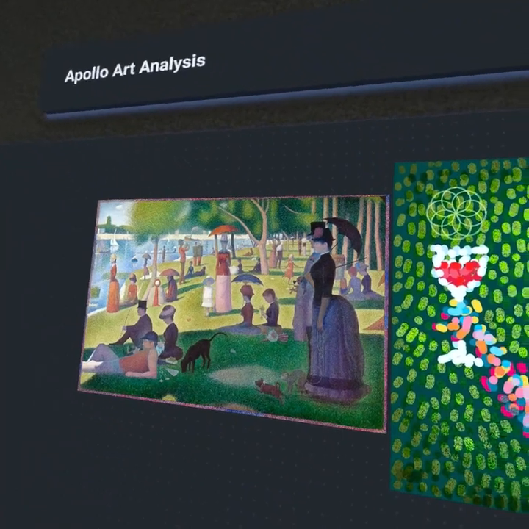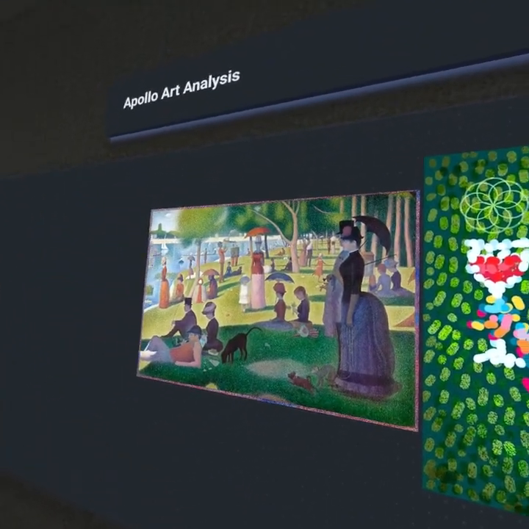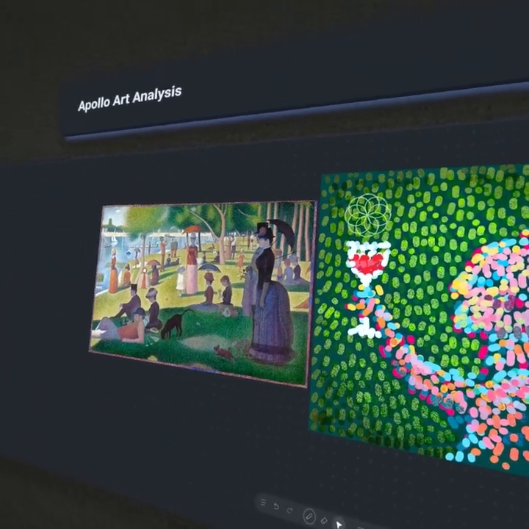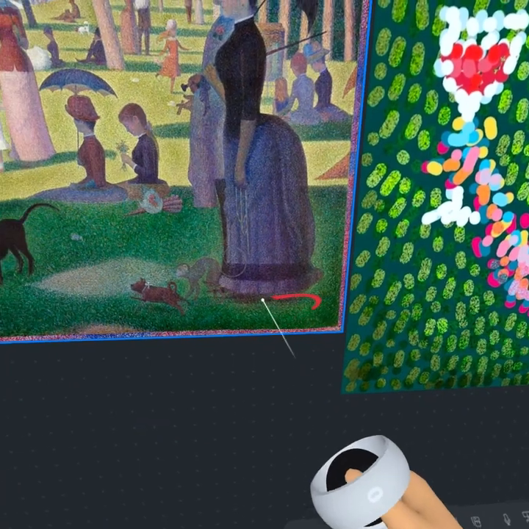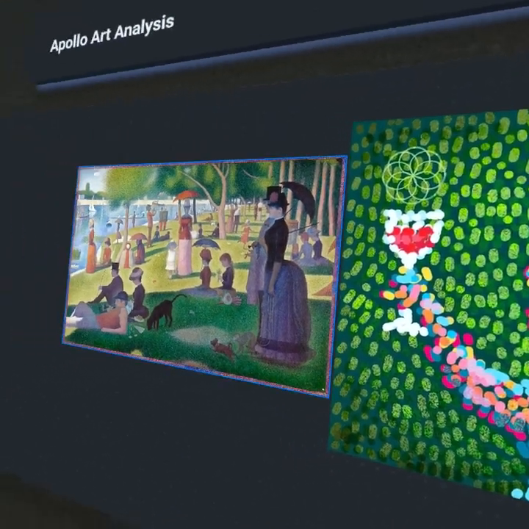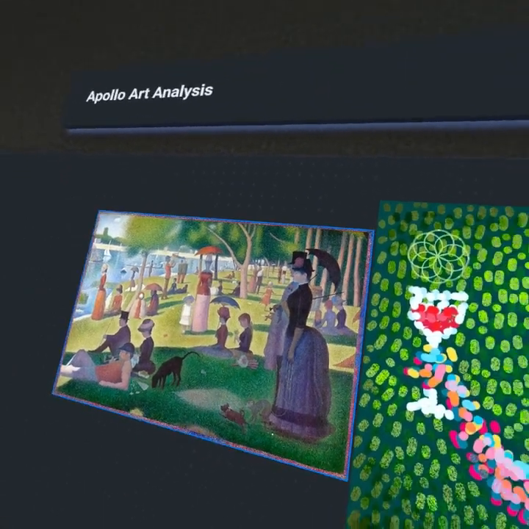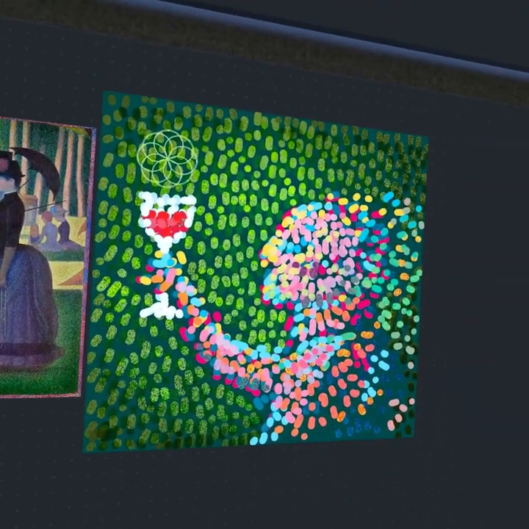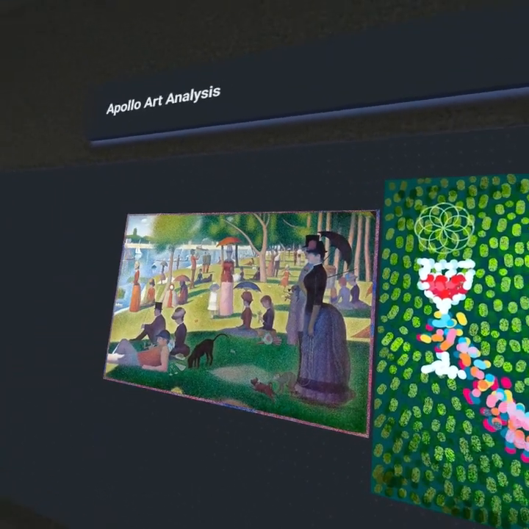What we're looking at on the left is the work from Seurat, who really started the pointillist movement alongside Signac as well. So this is incredibly important. What you'll see here is that the composition is made up of countless dots. It's incredibly detailed, but there is a sense of artificiality to the work at hand. When we compare that to this work here, we surely see the influence, the echoes from that 1880s style of pointillism.